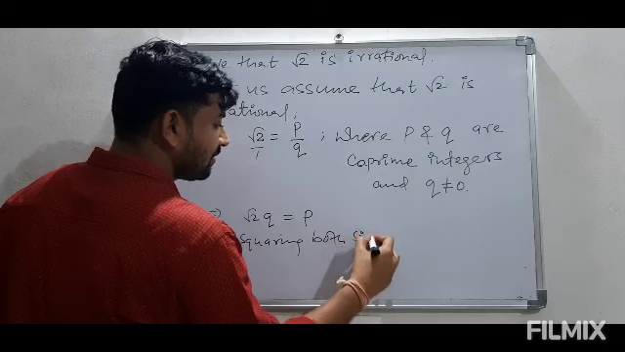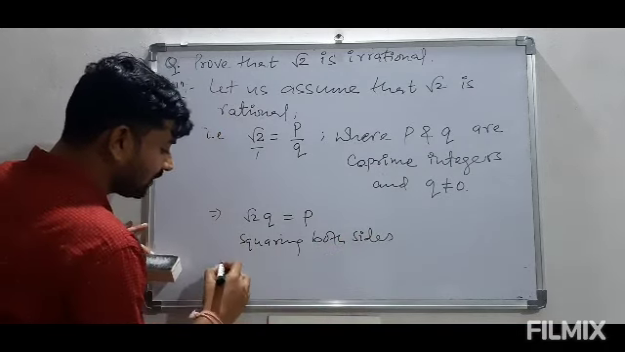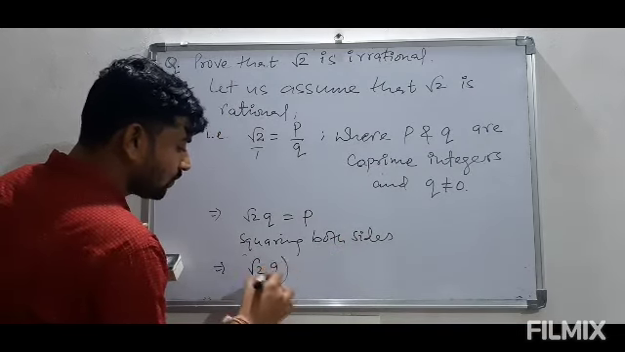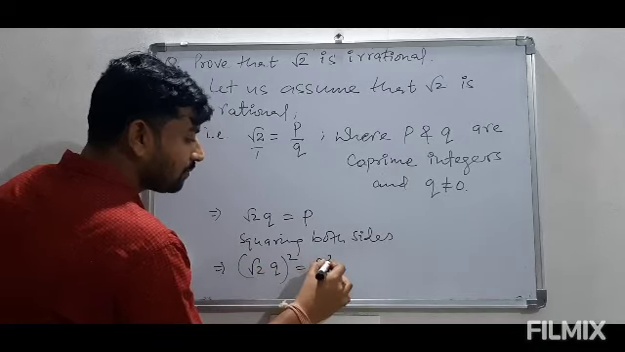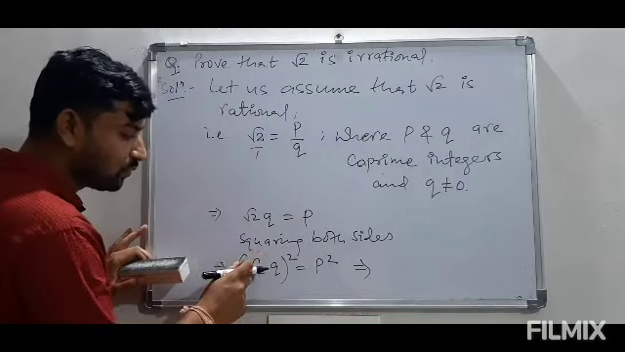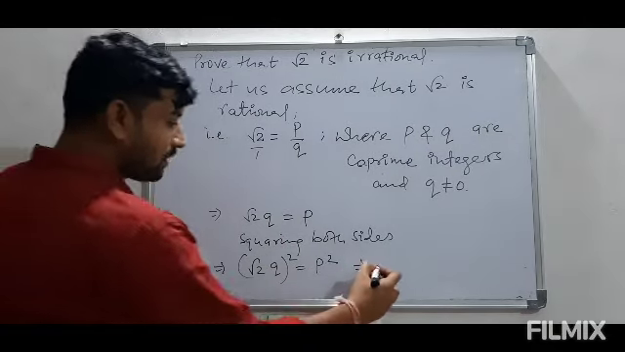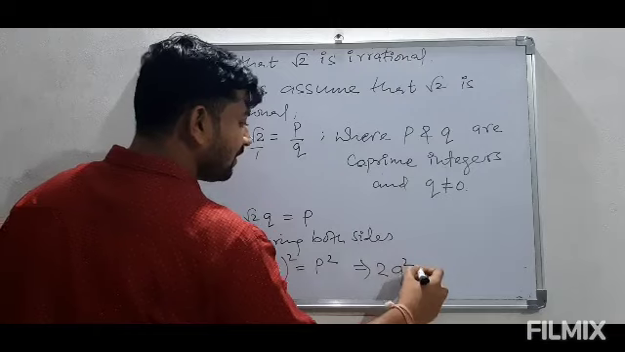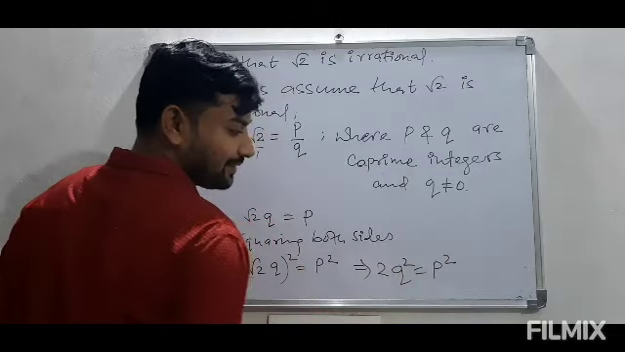Squaring both sides, what will we get? Root 2q whole square is equal to p square. So by using this, what are we getting? Root 2 square, now it will come out to be 2q square is equal to p square.